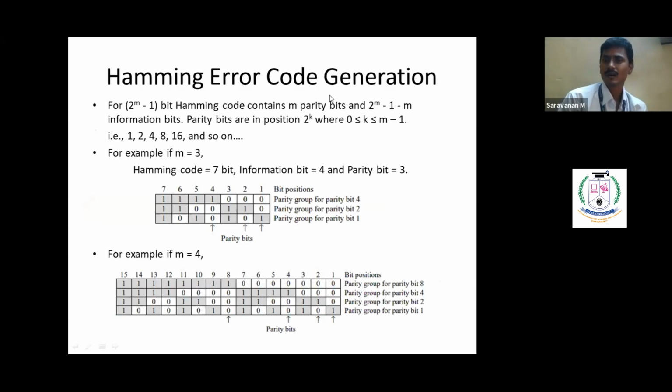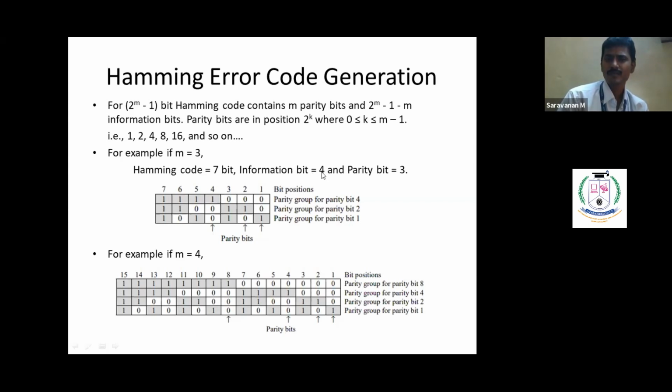Hamming error code generation and Hamming error code detection. Clear? Hamming error code generation is where you will be given a binary number, and we have to convert that binary number into the corresponding Hamming code. I think you could know this logic, right? If 4 bits of binary information are there, we should have 3 parity bits, and together 4 plus 3 we get a 7-bit Hamming code. So this is the logic.